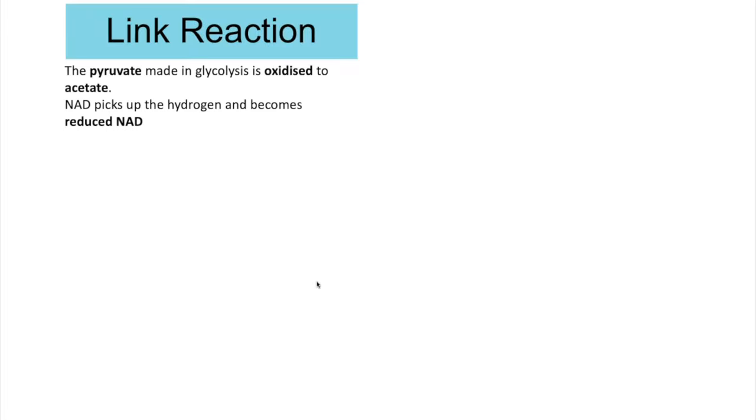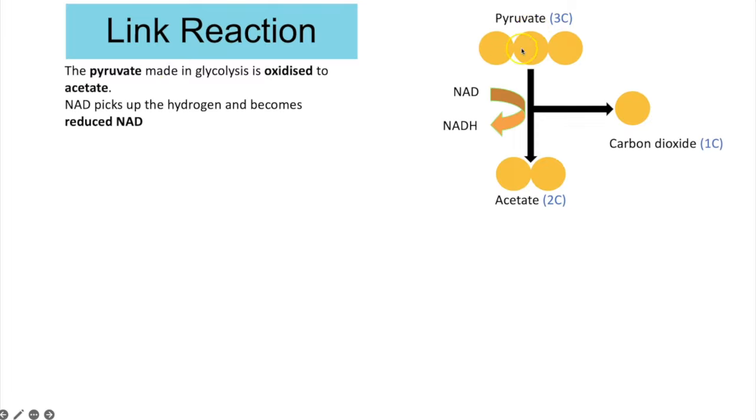And this is when the pyruvate from glycolysis is oxidized to acetate. We have another NAD, which is going to pick up the hydrogen from this oxidation to create reduced NAD. And that's what we can see here. The pyruvate is oxidized into acetate, and we know it's oxidation because we have made a reduced NAD or NADH, which means the hydrogen must have been lost from pyruvate. You actually also have decarboxylation, which is the removal of a carbon in the form of carbon dioxide. So that's why we go from a 3-carbon compound pyruvate to a 2-carbon compound acetate.